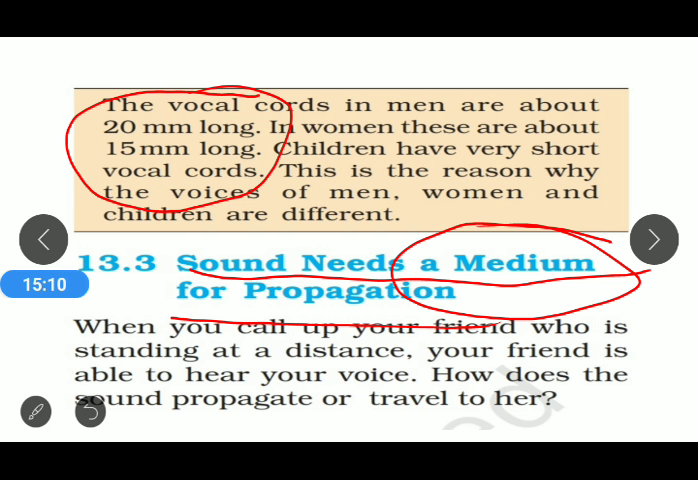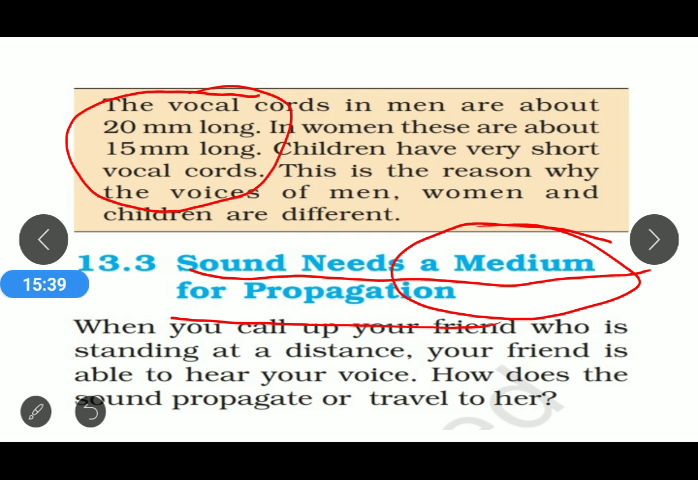We try to find out how the medium plays a very important role, as we have the three mediums, solid, liquid and gas, and later we will find out in which medium the sound is propagated maximum. That means the speed of sound is maximum in which medium, either a solid, liquid or a gas.